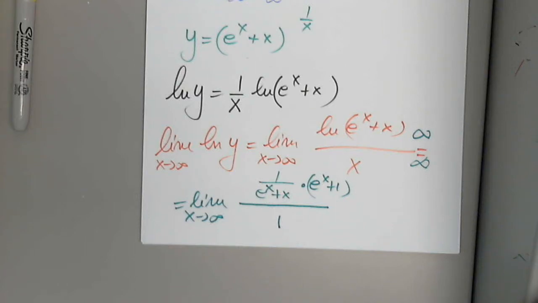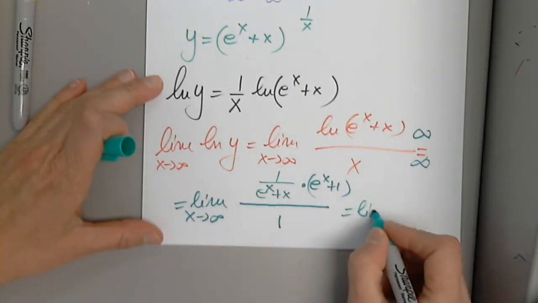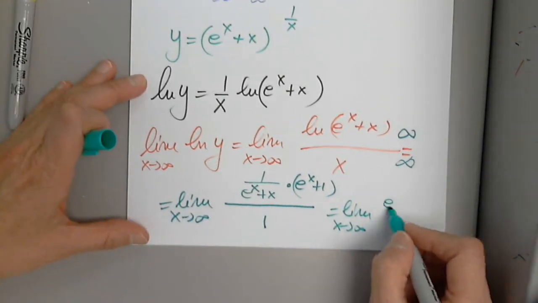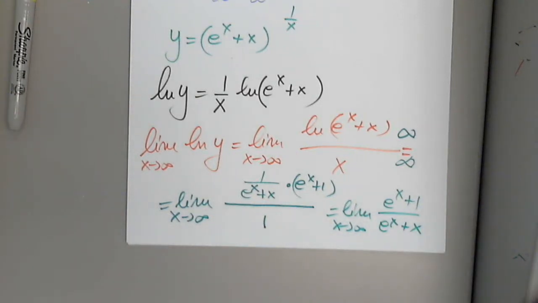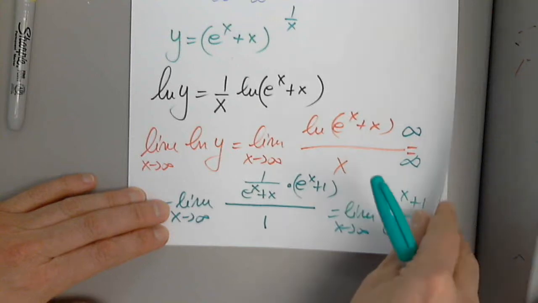Inside a limit, the ratio is differentiated not as a ratio, but only inside the limit. We differentiate the top by itself and the bottom by itself. Only inside the limit and only when we have 0 over 0 or infinity over infinity. Is that okay? Good. So now the next step is limit as x approaches infinity of e to the x plus 1 over e to the x plus x. Ready?